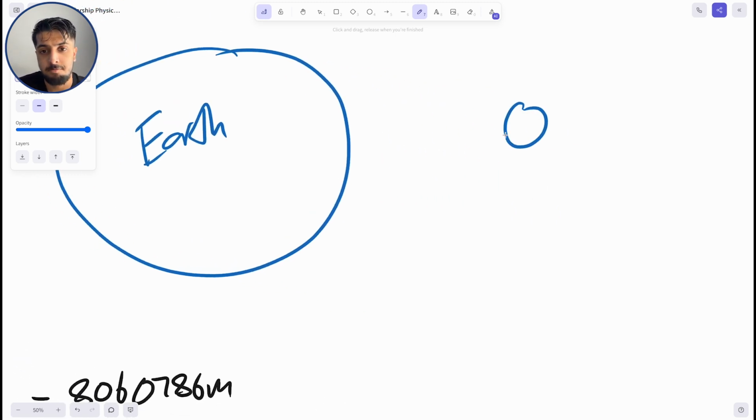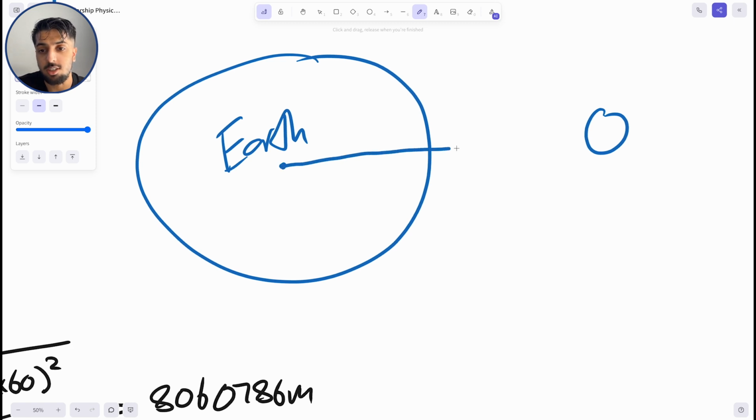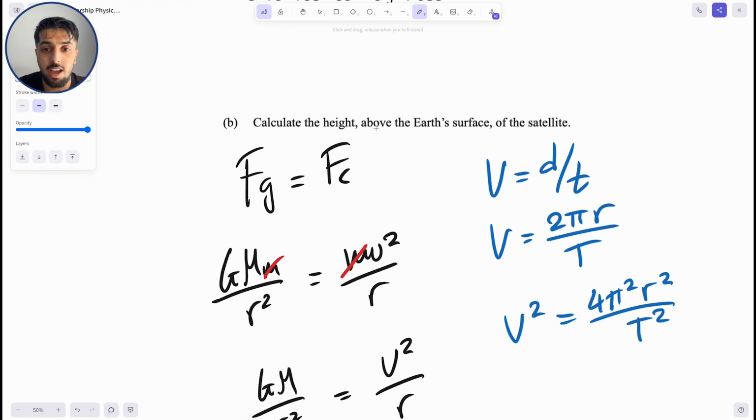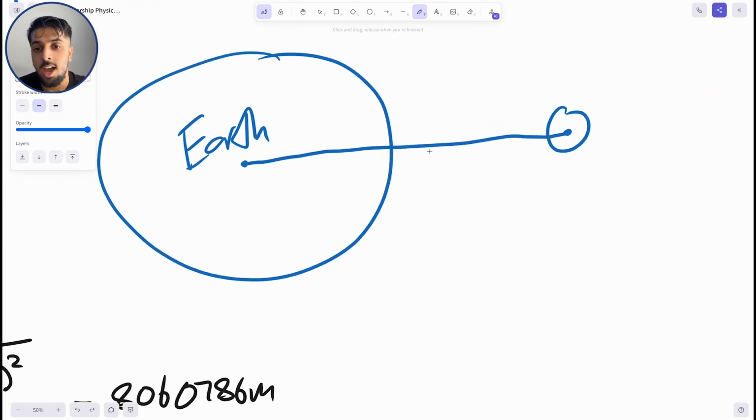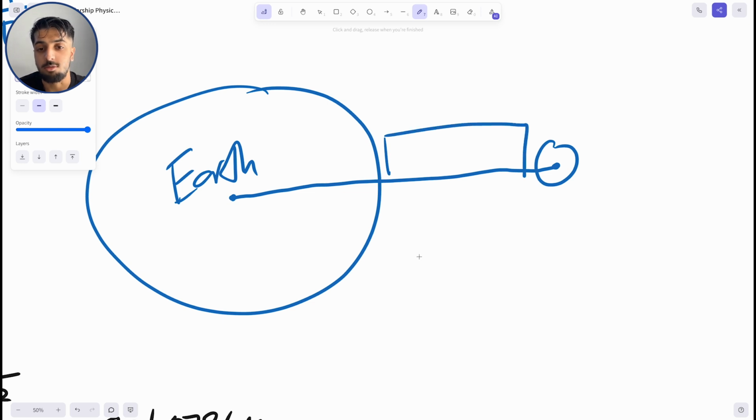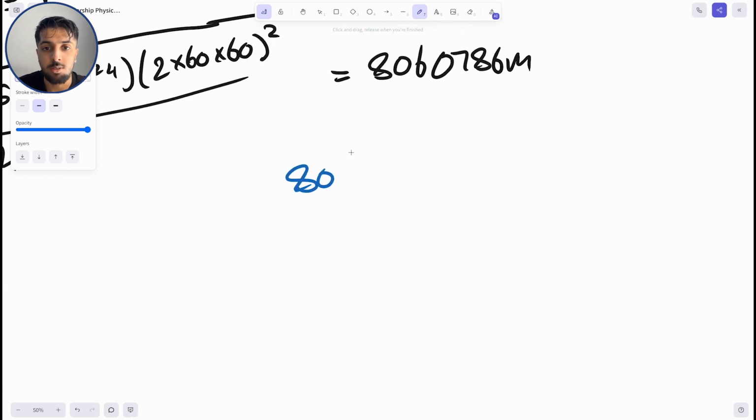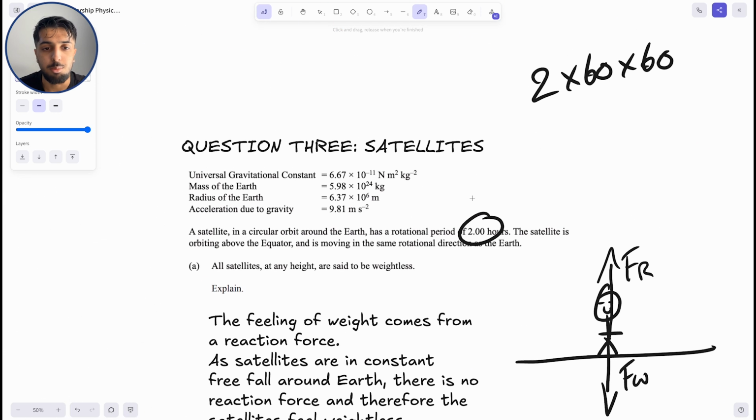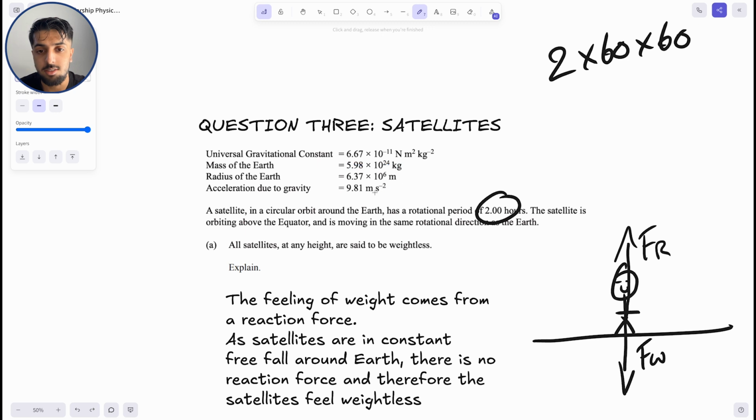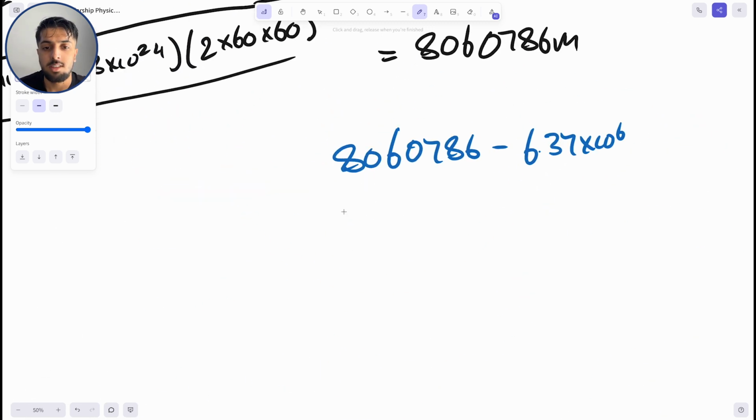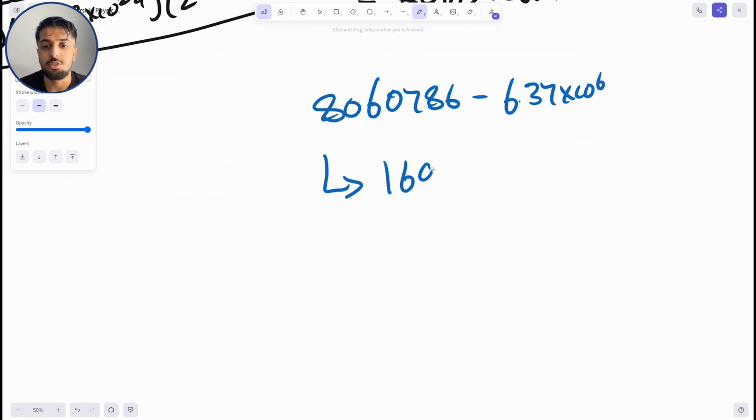have our satellite, this radius is from the center of mass of the Earth to the center of mass of the satellite. Now, a key part of this question is above the Earth's surface. And so we only want this distance right here. So we need to minus the radius of the Earth, and we get our desired distance. So if we take 806.0786 minus the radius of the Earth, which is given up here as 6.37 times 10 to the 6, this gives us a value of 1,691 kilometers. There we go.